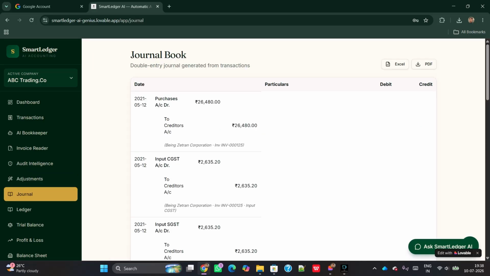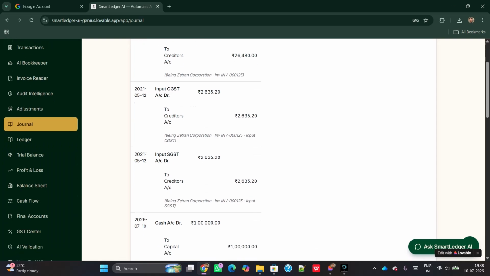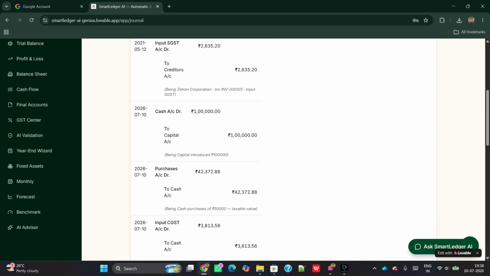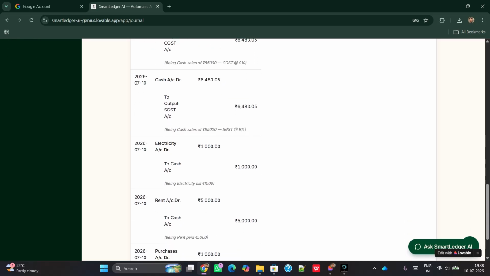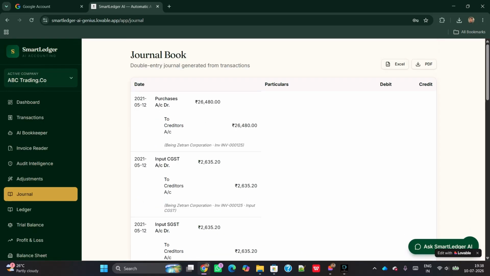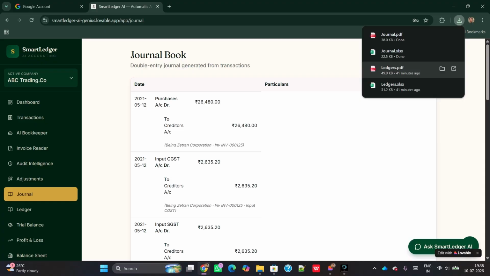Next feature, that is journal. The journal option offers the journal entries of all the transactions which have been entered in the transaction option. Here are all the journal entries for the transactions we have entered earlier. This journal book we can also download in the form of Excel, and also in the form of PDF.